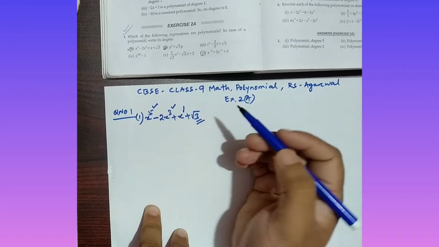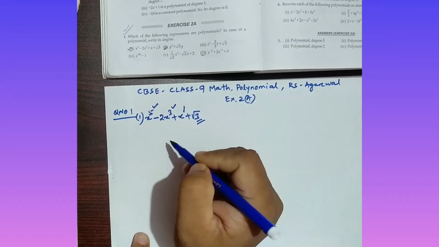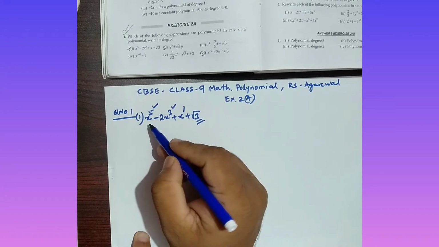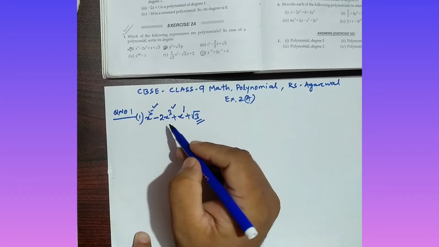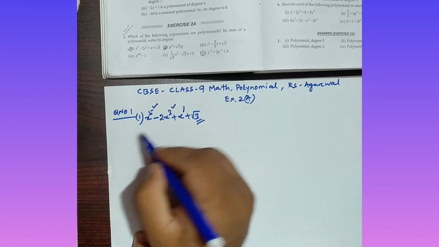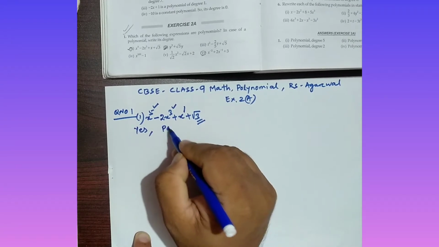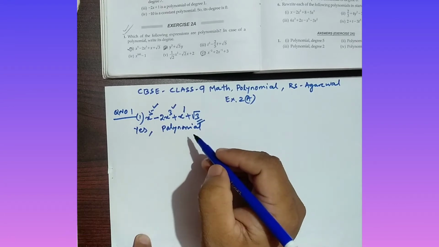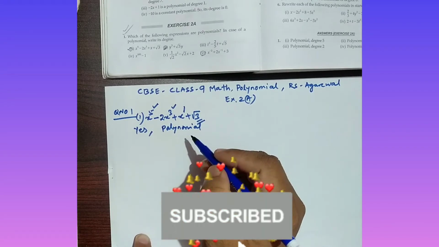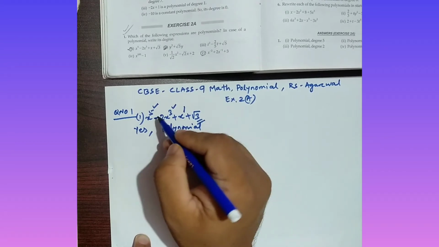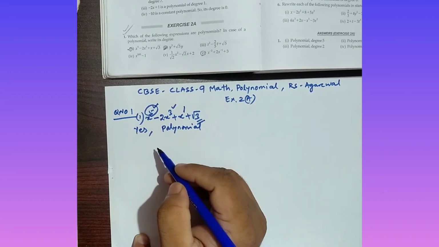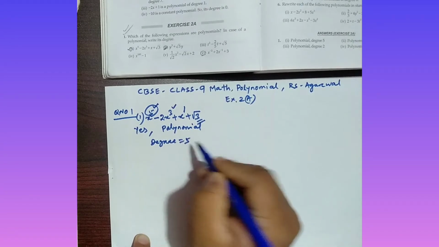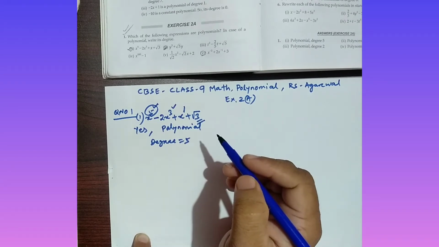So here obviously yes, it is a polynomial. What you have to write here is that the power part of the variable is a positive integer, a whole number, so that is why it is called a polynomial. Yes, it is a polynomial. Then what is its degree? Degree means the highest power of the variable. Which one is the highest power of the variable? Obviously 5. So the degree is 5. 5 is your answer.